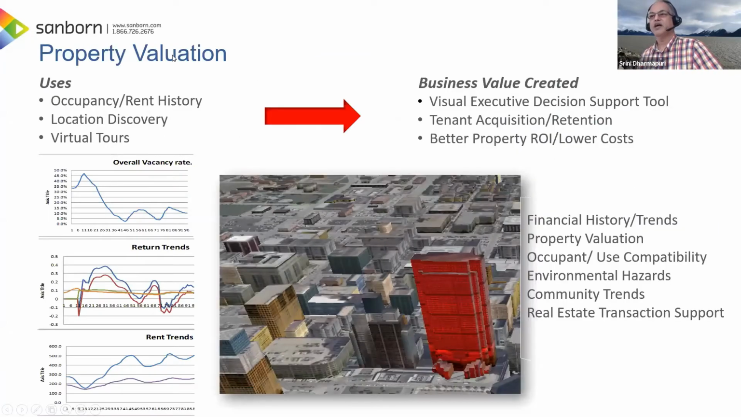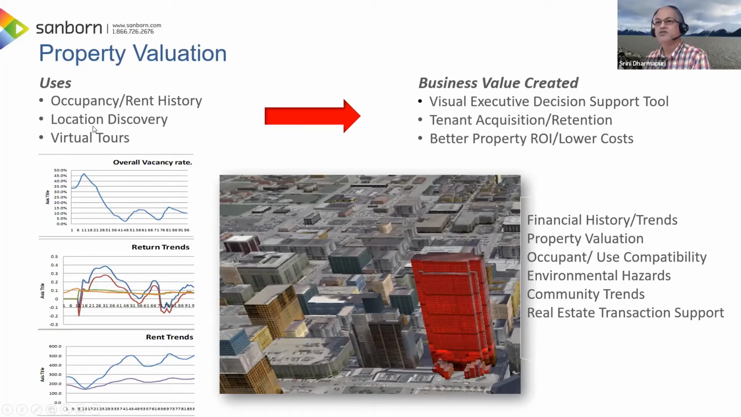So this is the property valuation example. What we have noticed here is that users look primarily at occupancy information, historical occupancy information, rent history, location discovery, as well as virtual tours. That's the most important thing, the virtual tours. Because it's used as a virtual tour, it's visual executive decision support for people to make the call. It also enables better property return on investment, as well as lower costs where possible.